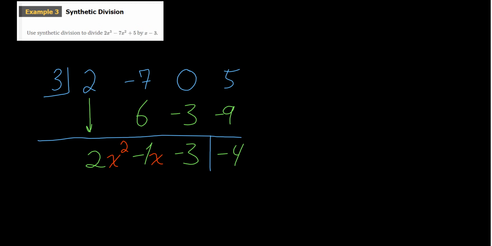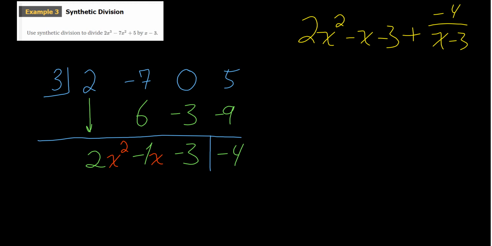Okay, so if I were to write this in quotient plus remainder over divisor, I would say, okay, my quotient is 2x squared minus x minus 3, plus my remainder, which is negative 4, over my divisor, which is x minus 3. Okay, and that's that, right?